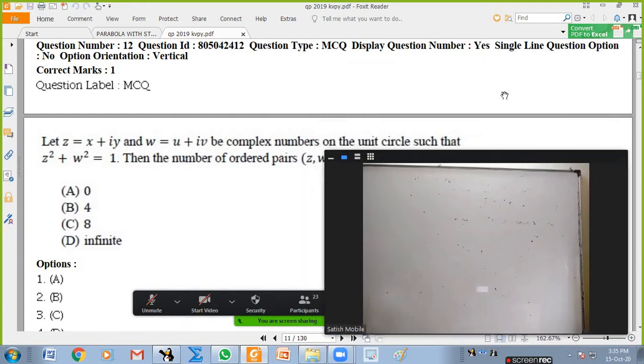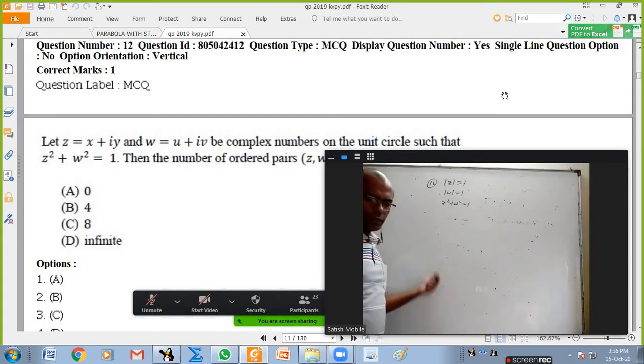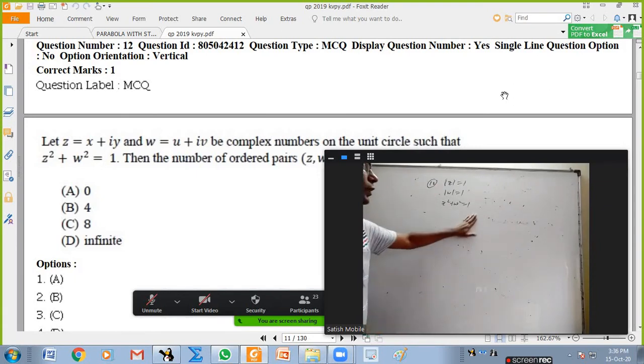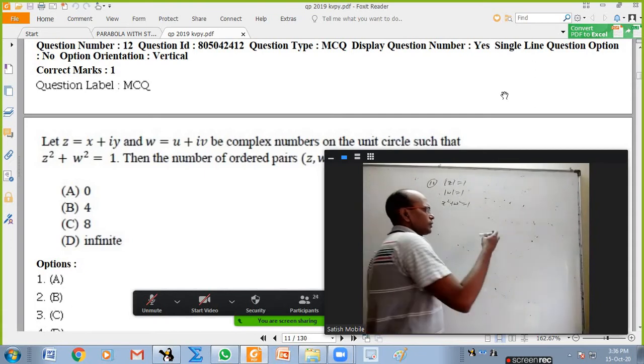Okay, so in the 12th question, they are on the unit circle. So mod z equals 1, and mod w is also 1, and z square plus w square is 1. How many complex numbers are there satisfying all these conditions? Those who know about complex numbers, I want to give you some specific idea.